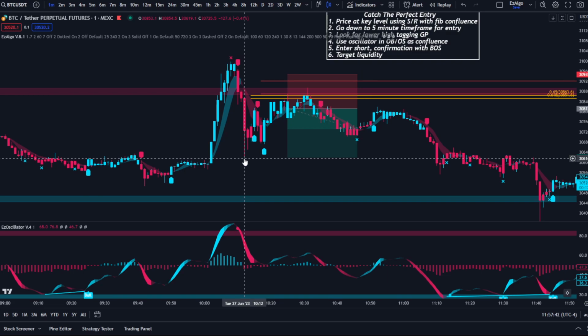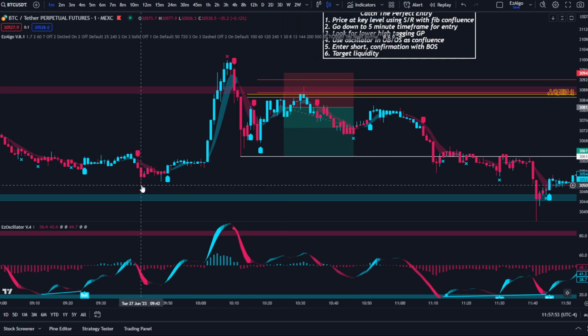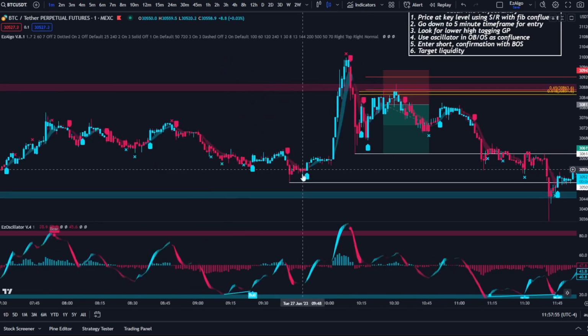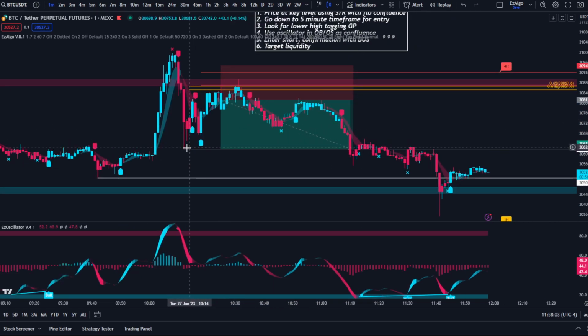So we can draw a horizontal ray, Alt J. So this is going to be our first take profit. We also have some more liquidity down here for our second take profit, and then you can leave the rest running. Now for confirmation, you want to wait for a break of structure.